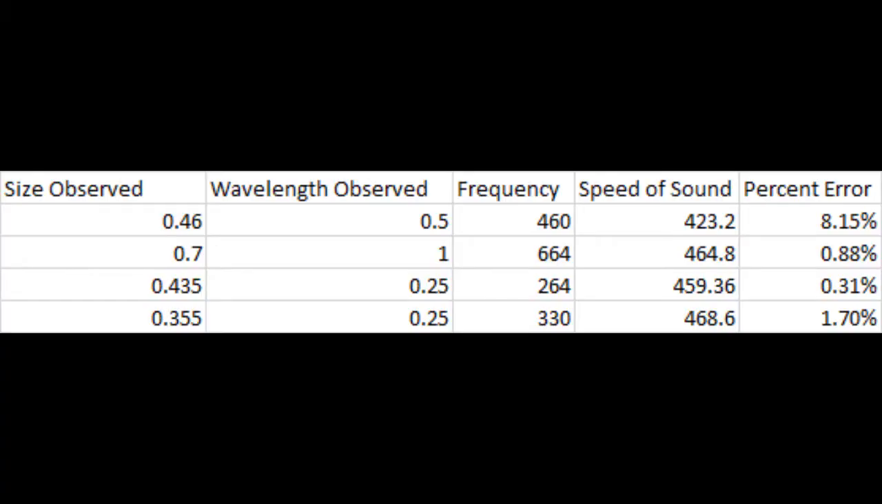The average speed of sound in methane gas was calculated to be 454 meters per second. The actual speed of sound in methane gas is 460. Our data was fairly close.